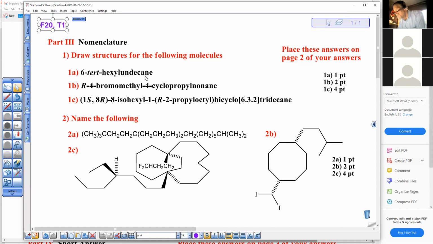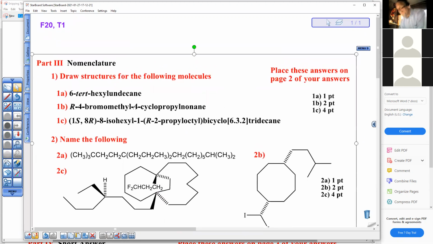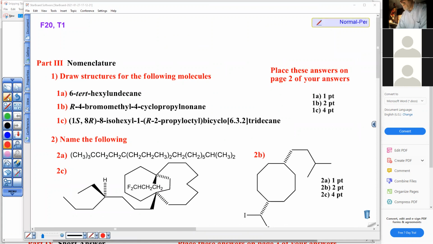So we're supposed to draw structures for the following. 6-tert-hexylundecane. Where does one even start with that? Any suggestions? Start drawing the main chain. Yes, excellent. So how many carbons are in that main chain? 11. And with stick figures, it's nice to go 1, 2, 4, 6, 8, 10, and one more.